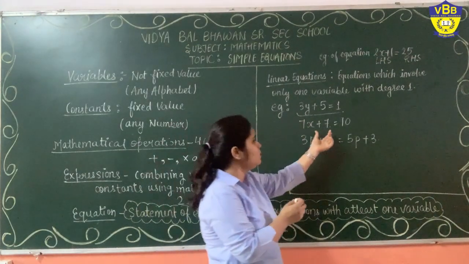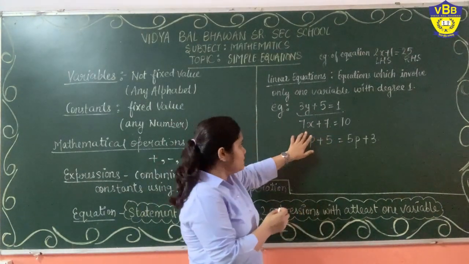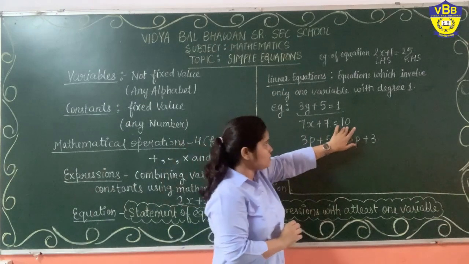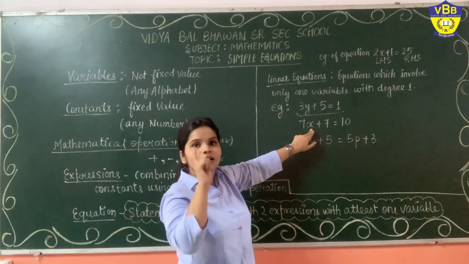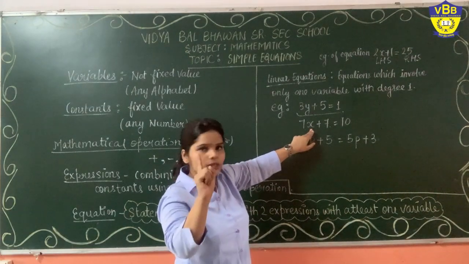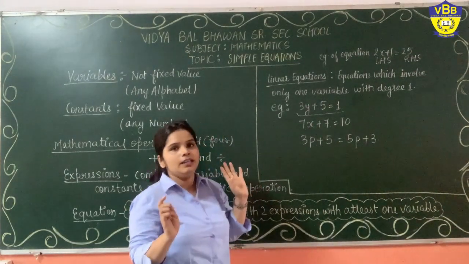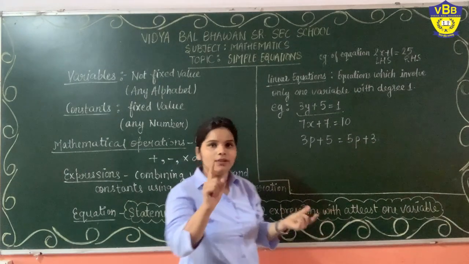Here are some more examples. 7x plus 7 is equal to 10. Here x is the only variable having highest power 1 only. So this is also a linear equation with one variable.